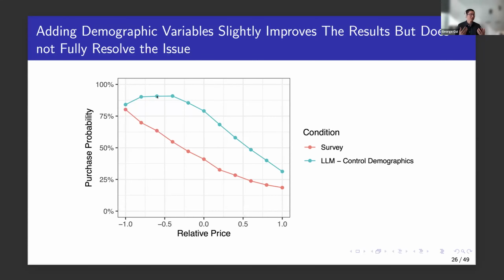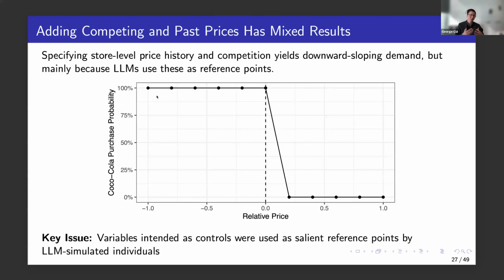We can also try adding more contextual variables. So here is an example where we add competing and past prices. If we evaluate the demand curve based on whether it's downward sloping, this seems to improve the results. Here we specify the store-level price history and the competition price, and this leads to a downward sloping curve. On the x-axis is the relative price, and on the y-axis we focus on the Coca-Cola purchase probability, and the dashed line is the store's past price and the competing price from competing products. When we ask it this way, you see that the model, or the simulated individual, places a lot of emphasis on the variables that we supply. Variables intended as controls were used as salient reference points by the simulated individuals.